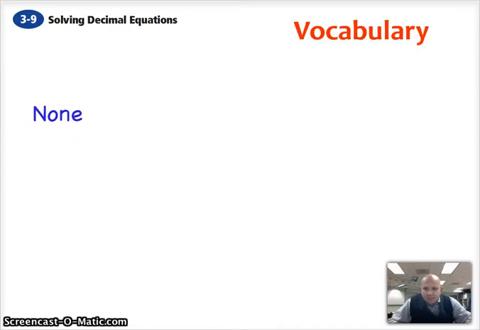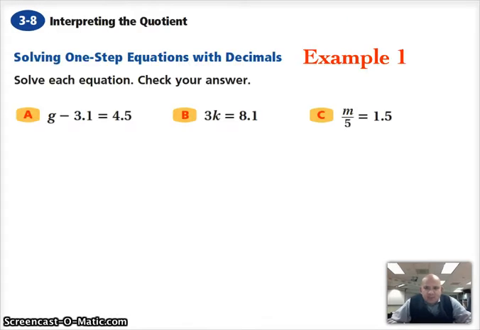This is going to be a rather simple lesson, I think, for you, now that you know how to do all the operations with decimals. There's no vocabulary today. Let's go straight to the examples because they're very familiar to us. In fact, we only did it in the last chapter, chapter 2 or unit 2. We looked at solving problems algebraically. This time, they just added a decimal, and that's all. Here it says solve each equation and check your answer.